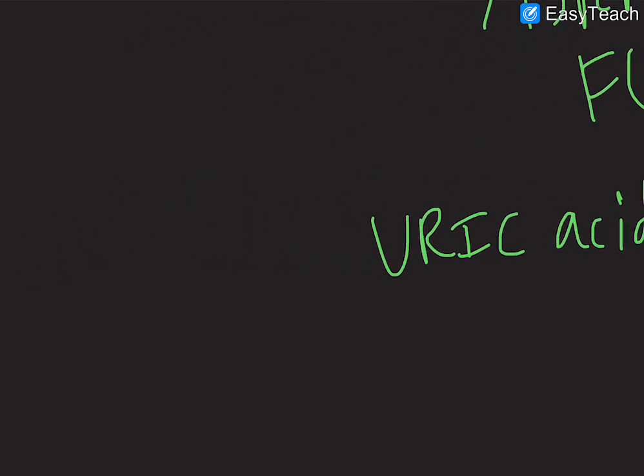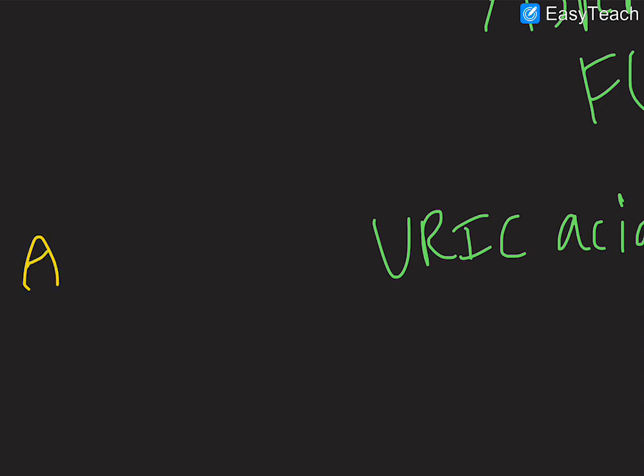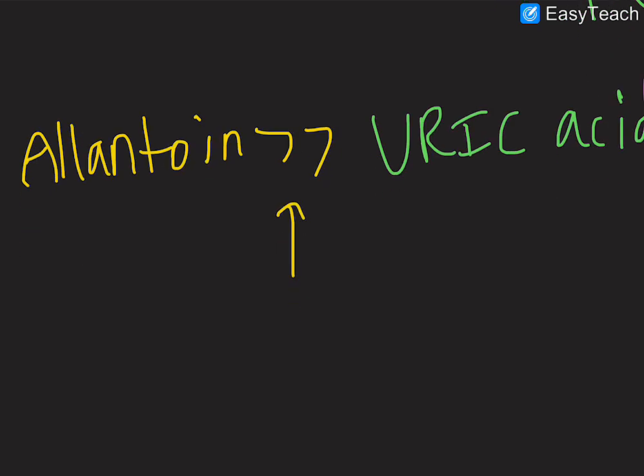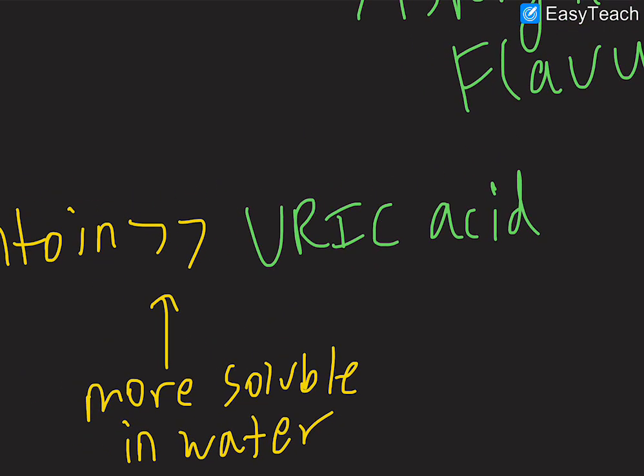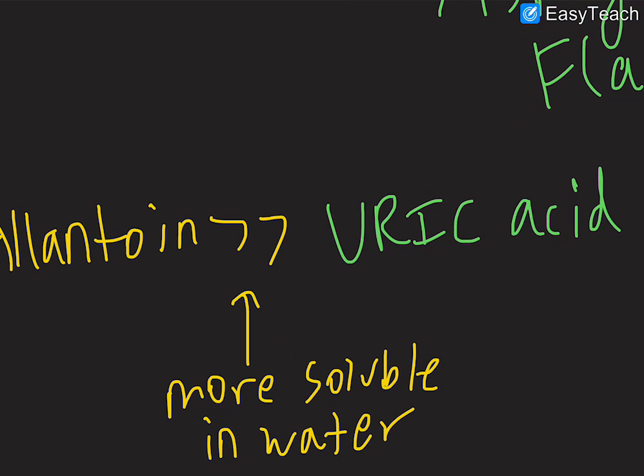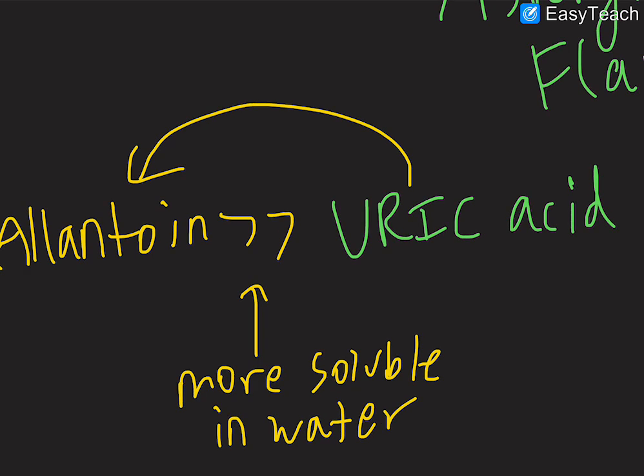So what we should say is that allantoin is much more soluble in water than uric acid. That means it's going to be better to excrete through urine. Allantoin will be easier to excrete through urine than uric acid will be. So that's why it'll be useful if we can convert uric acid into allantoin, especially in cases where people have elevated uric acid levels.